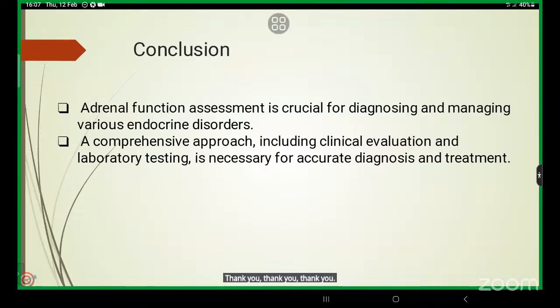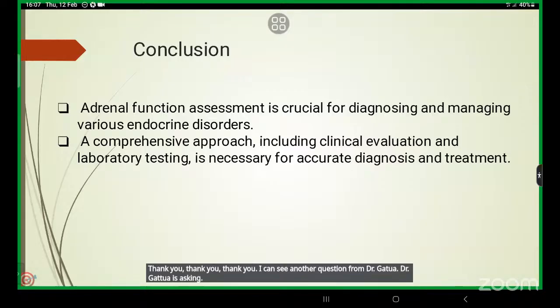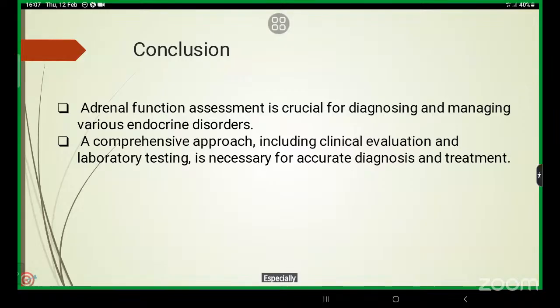I can see another question from Dr. Gatua. Dr. Gatua is asking, kindly explain the methodologies for testing catecholamines, especially in our local setting. The methodology of testing catecholamines in our local settings.